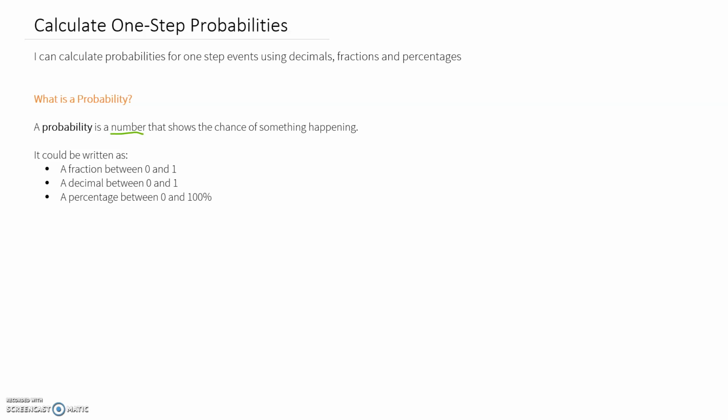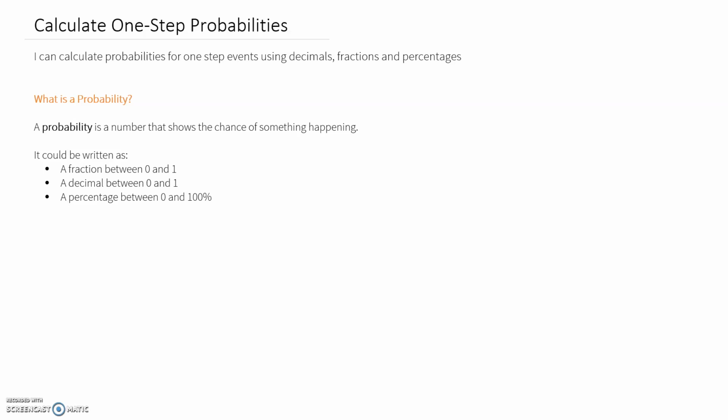And there's three different ways that a probability can be written. We can either write it as a fraction between 0 and 1. So it could be something like 1/10 through to something like 9/10. Could even be 10/10. Could be 0/10. Bunch of different fractions. That's the most common way we're going to use it.